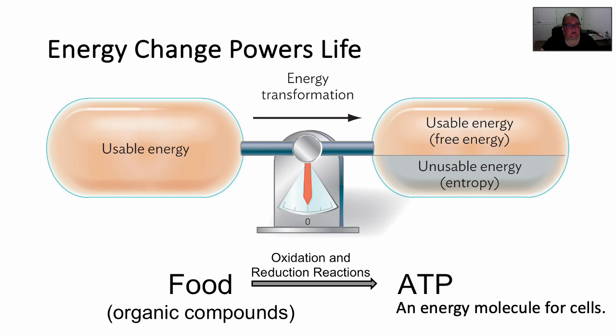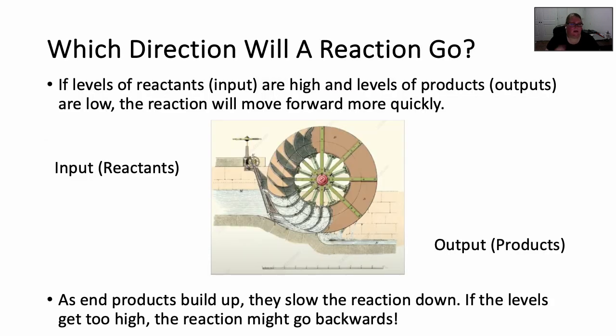Okay, so it's going to take these redox reactions, and it's going to take that energy from the glucose, and store that energy in our ATP molecule, which is the molecule that cells can use for energy directly. Okay, so if energy transformations power life, what does this really mean in terms of reactions?